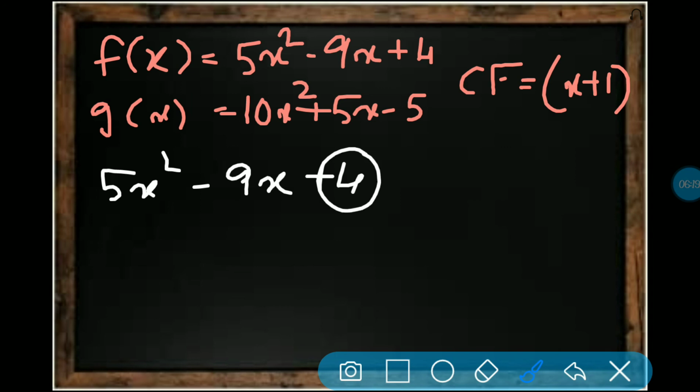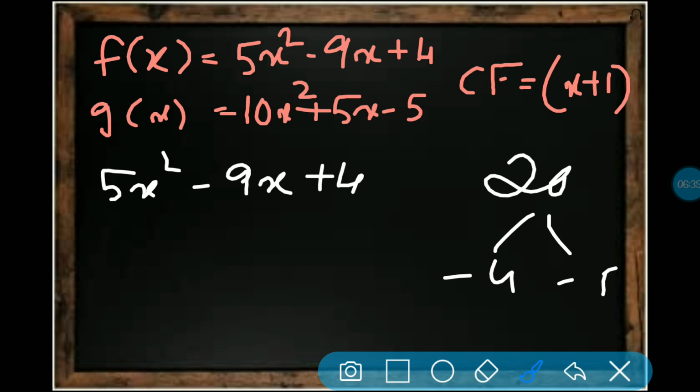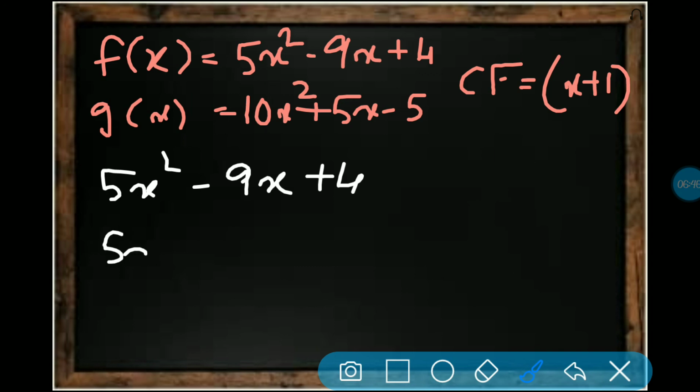As I told you, this c coefficient multiplied by the x square coefficient, when you multiply it will become 20, right? So you should find factors in such a way that when you add up it becomes minus 9. So minus 4 and minus 5 multiply to plus 20, and add up to minus 9. So let's put it: 5x square minus 5x minus 4x plus 4.